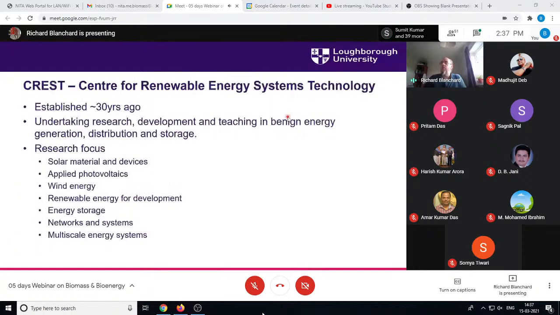I work at the Centre for Renewable Energy Systems Technology. We undertake research and teaching into low carbon technologies. We have a team of about 15 academics at this moment in time, plus researchers and PhD students, which makes about 60 people in total. We focus on a number of areas of research in terms of materials, solar materials, devices, photovoltaic, wind energy. I concentrate a lot of my research in renewable energy for development. We do energy storage, networks, and also multi-scale energy systems. So this is largely technologically based. We do sometimes reach out into areas of social sciences and economics, but largely focus on technology.